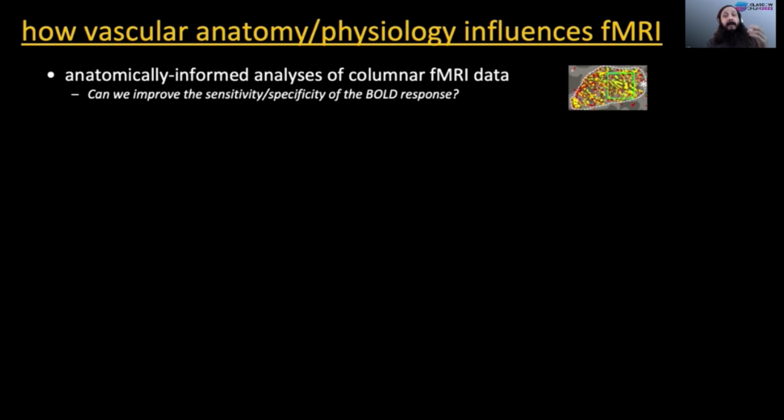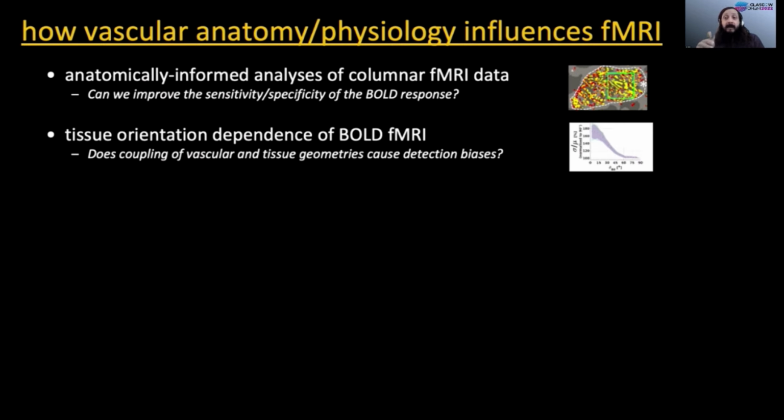And so after this motivation, here's an outline of the topics I'll be discussing. First, I'll present anatomically informed cortical depth analyses of columnar fMRI data and ask the question, can knowledge of the vasculature help us to improve the sensitivity or specificity of the BOLD response? Next, I'll discuss tissue orientation dependence of BOLD fMRI in the gray matter and white matter, and ask, does a coupling of vascular and tissue geometries cause detection biases in fMRI?